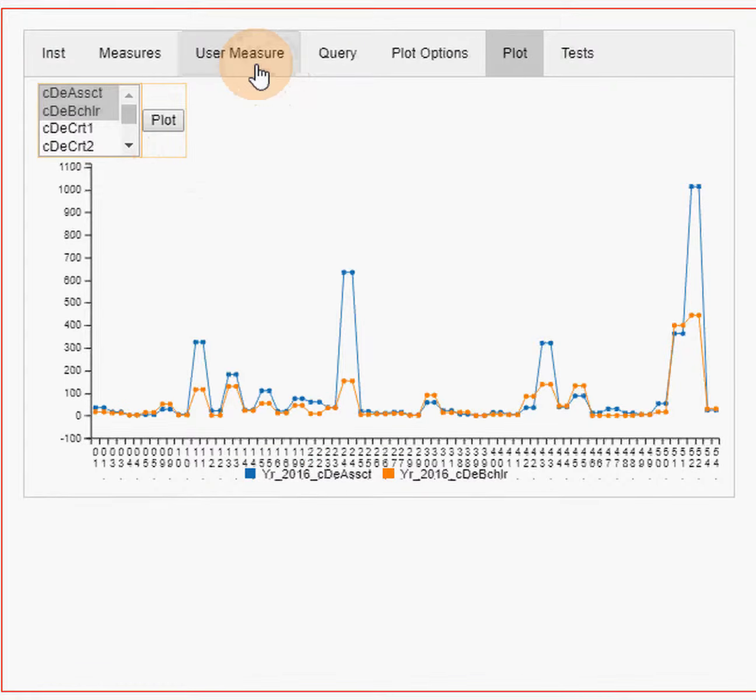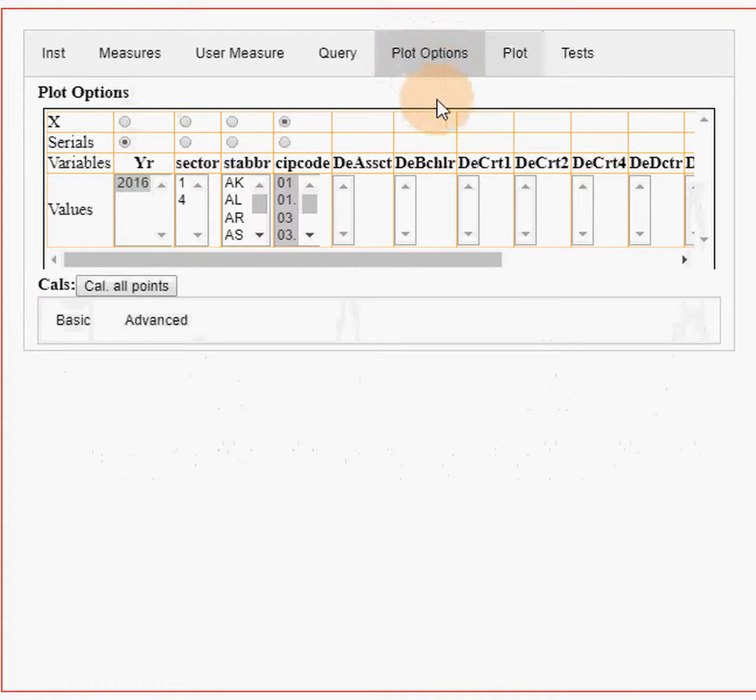The next thing we'd probably like to look at is, since we added sector 4, the public two-year institutions, what's the difference caused by that. So let's go back to the plot option, and in this case we're going to make the sector our series. So there will be 2 series, one for sector 1 and one for sector 4, one for the public four-year and one for the public two-year. The computer seems to be a little slow today.